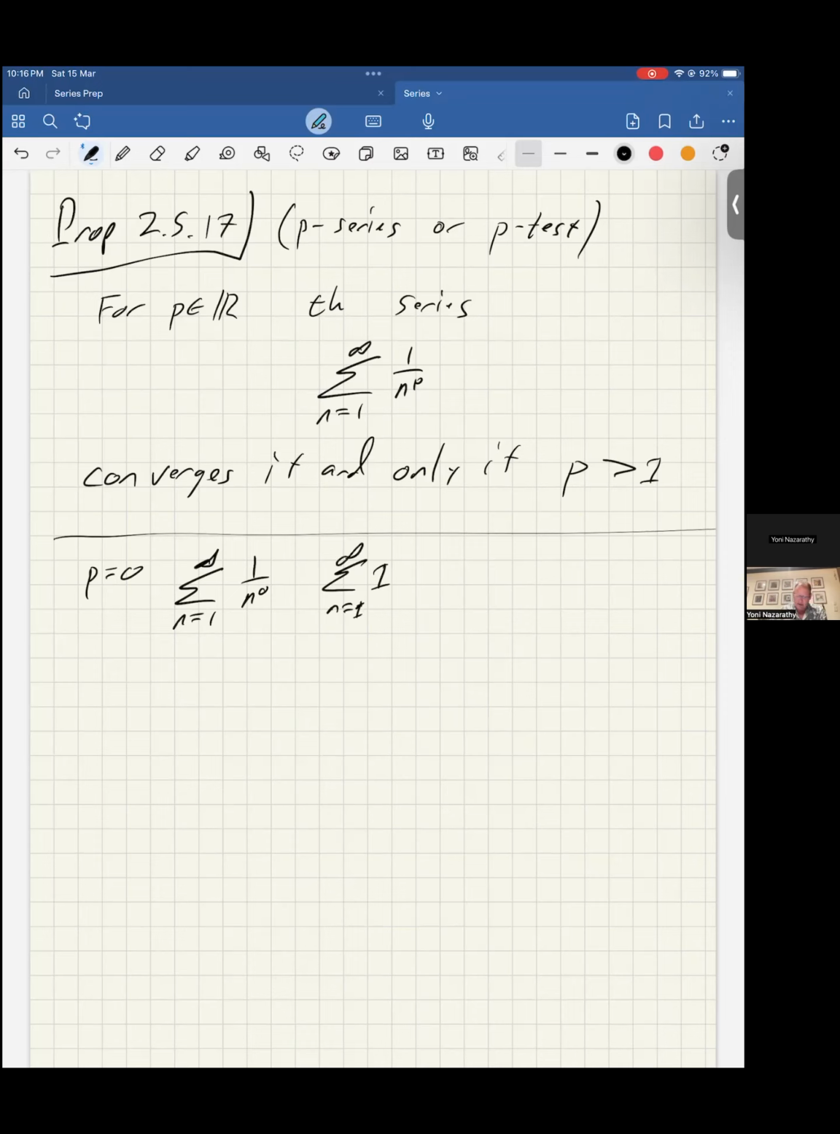Right now, that already, we know, does not converge because the general element does not go to 0. That is a necessary condition for convergence, right?